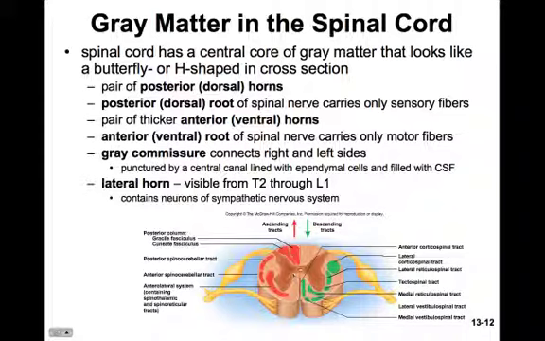The gray commissure is the region that connects the left and right sides of the spinal cord. It's punctuated by the central canal, and in young people that's lined with ependymal cells and filled with cerebral spinal fluid. You'll also notice a small lateral horn on the side of the butterfly. This is only visible from thoracic vertebra 2 through lumbar vertebra 1. This contains neurons of the sympathetic nervous system. Again, we'll address that in a future chapter.